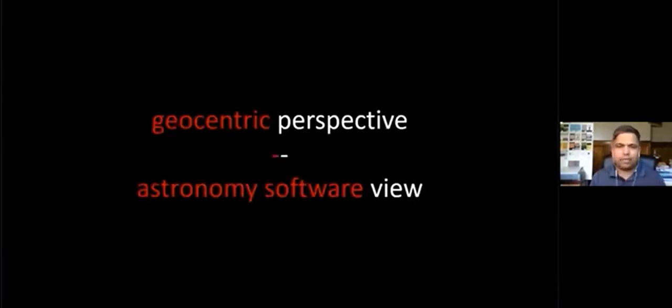Let's quickly look at the ecliptic. It's a geocentric perspective, which means we are as if looking from the Earth towards the sky. In reality, we do understand the Sun is the center and so on. This is also the astronomy software view. I don't know if we will have time today, but if we do, I will show you the astronomy software also. If not, in another chat session.